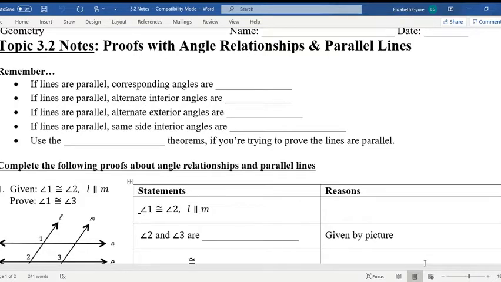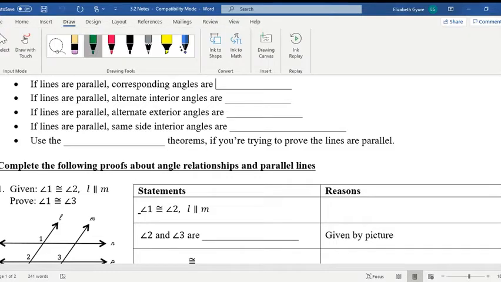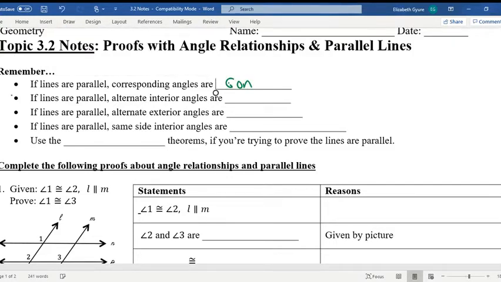Couple things to review. If lines are parallel, our corresponding angles are congruent. Remember, your corresponding angles make that F shape. So that's your little trick for identifying those. If lines are parallel, alternate interior angles are also congruent. Alternate interior angles are going to make your Z shape or like a zigzag.